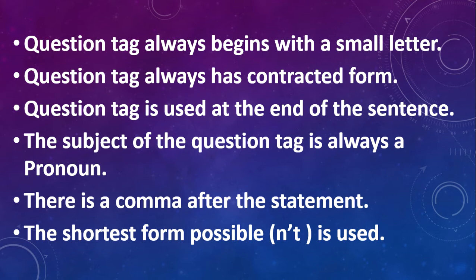Next point: there is a comma after the statement. When you write the statement, give a comma and then write the question tag. At last, put the question mark. That is the correct rule to be followed in this question tag. The shortest form possible, n't, is used, N apostrophe T. This is the basic rule which we normally use in question tag.